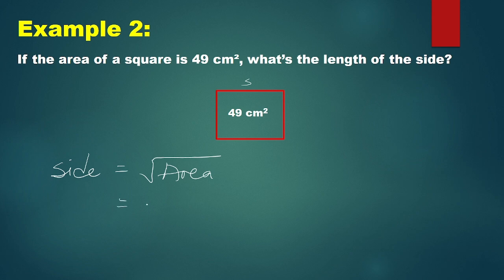So in this case, the square root of 49 centimeters squared. Square root just simply means, what is that number that if I multiply twice, it will give me 49? That's 7, because 7 times 7 is 49. So the square root of 49 is just 7 centimeters. And that's the answer to the question.